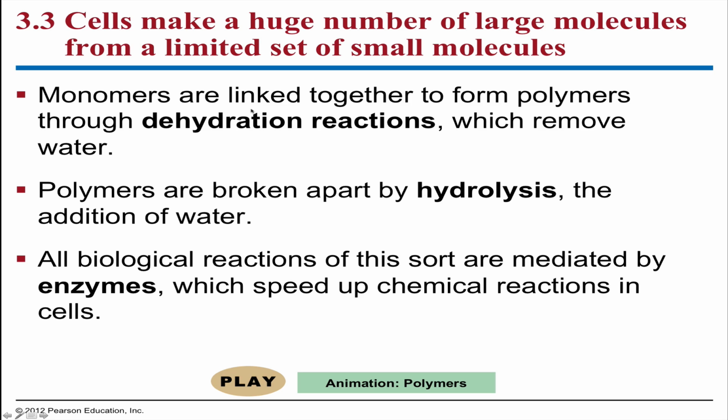So monomers link together. In other words, they come together to get bigger and bigger to form polymers by chemical reactions that are referred to as dehydration reactions. Okay, and essentially what happens is the water gets removed. So if you think about when you're dehydrated, what happens? You don't have enough water in you, right? You sweat through. For example, on a very hot day, you're outside, you're doing work, you sweat a lot.